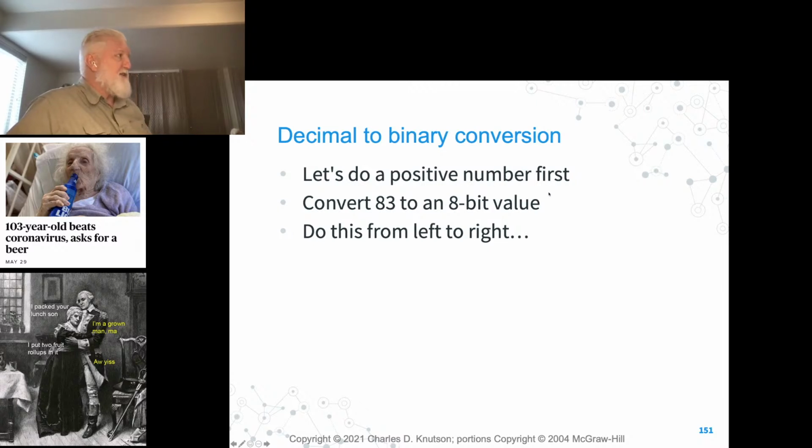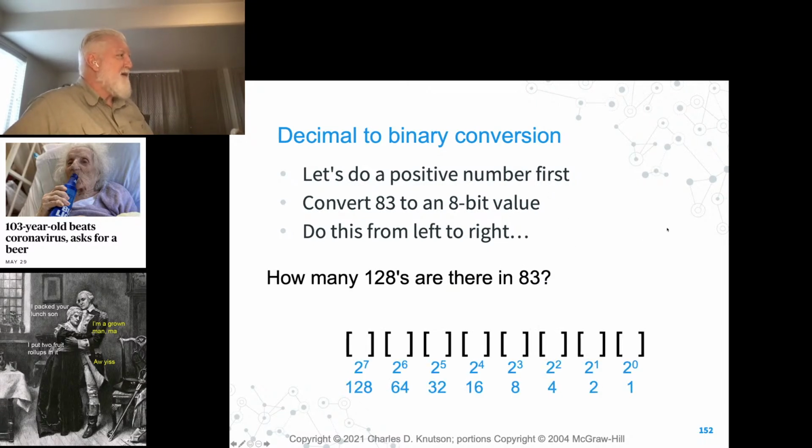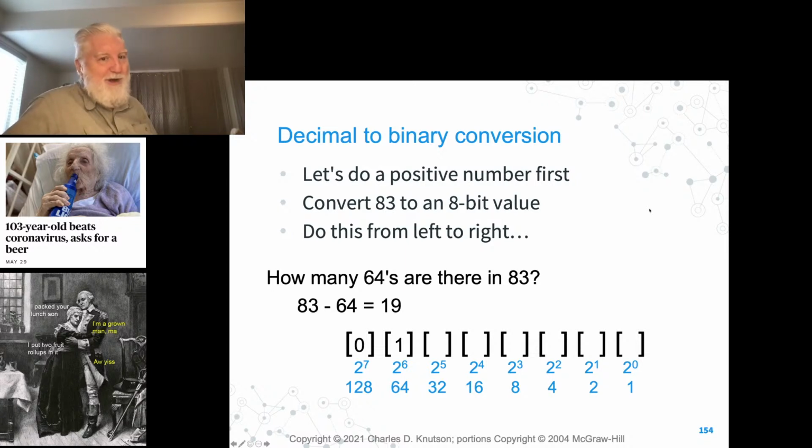So let's do it. Let's start with a positive number, and this is what we do. Say a number like 83. These are the places: 1, 2, 4, 8, 16, 32, 64, 128. 2 to the 7th is 128. How many 128s are there? None. How many 64s are there in 83? There's one. By the way, the answer is always going to be 1 or 0.